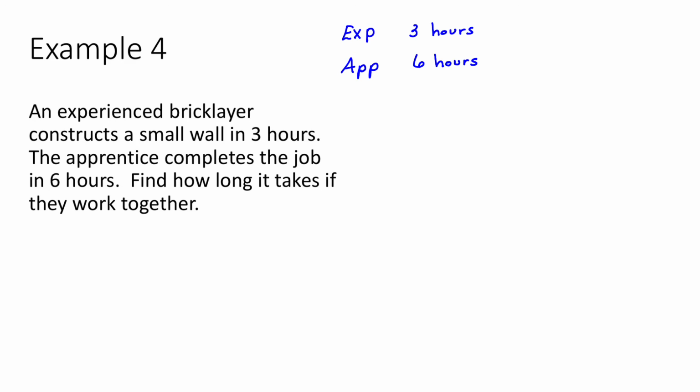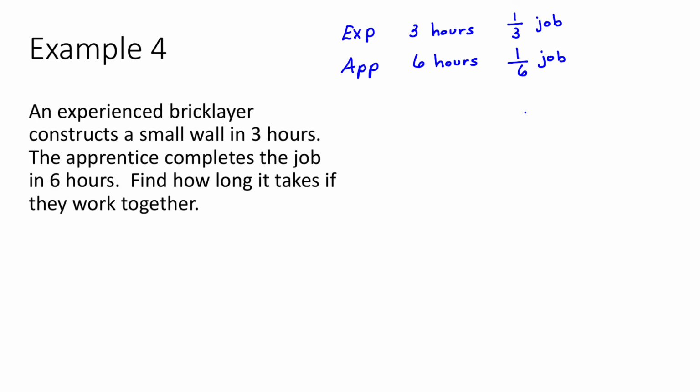So I just have to take the reciprocal of the amount of time it takes him to do the job. If he takes 3 hours to do a job, he's getting 1/3 of the job done every hour. The apprentice takes 6 hours to do the job, so he's going to get 1/6 of the job done every hour.